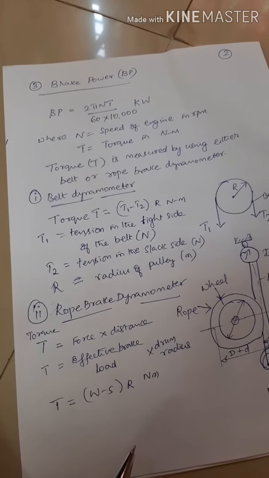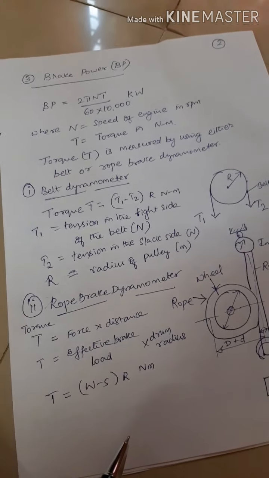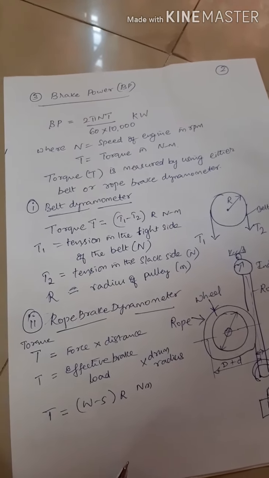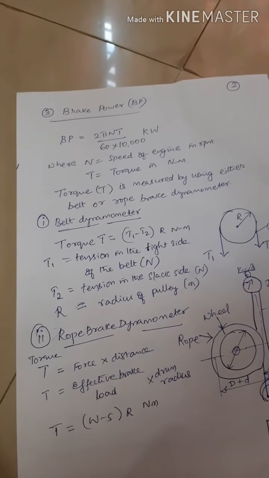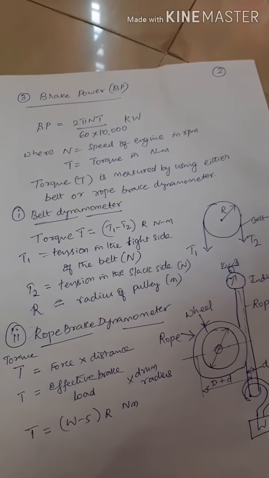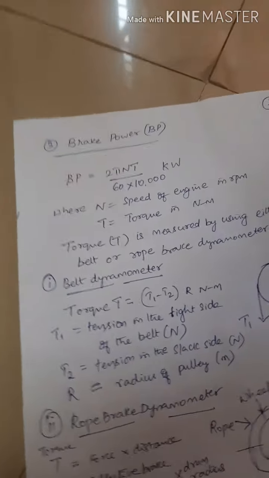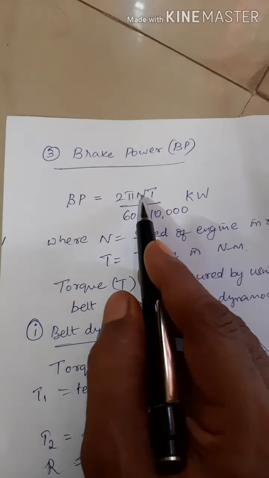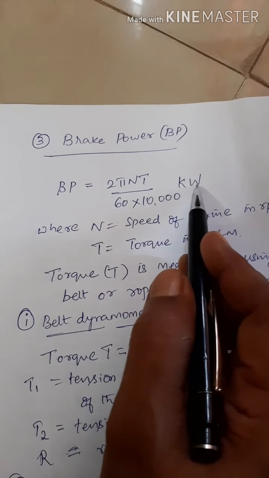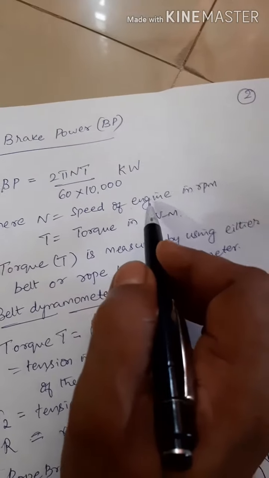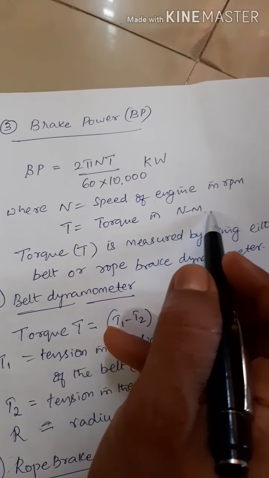The net power available at the crankshaft is the true output of the engine and is used for doing useful work. The power available at the crankshaft is measured by applying some kind of brake to the pulley of the engine, and this is therefore called brake power. So the formula is BP = 2πNT / (60 × 10,000) kilowatts. Here N is the speed of the engine in RPM, revolutions per minute, and T is the torque in Newton meter.